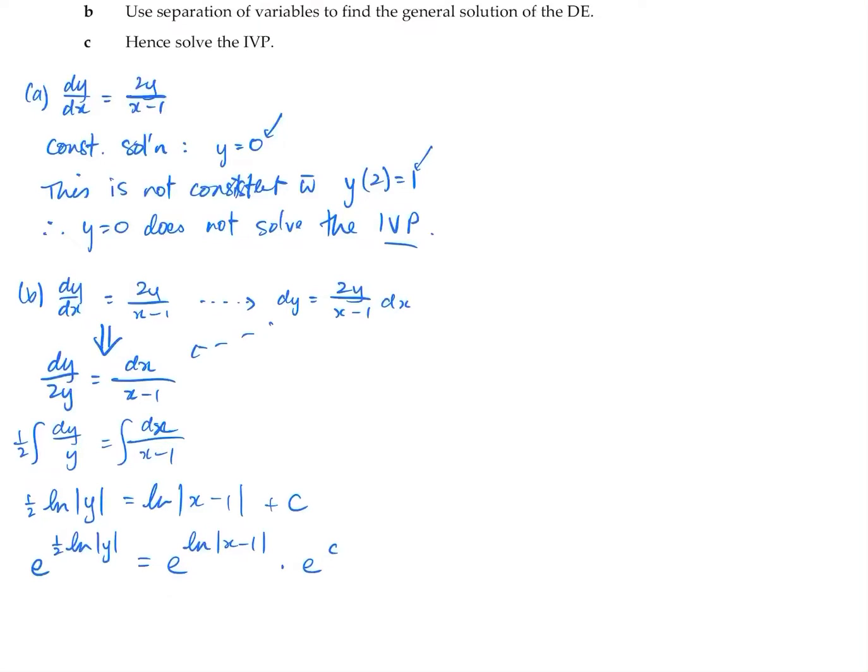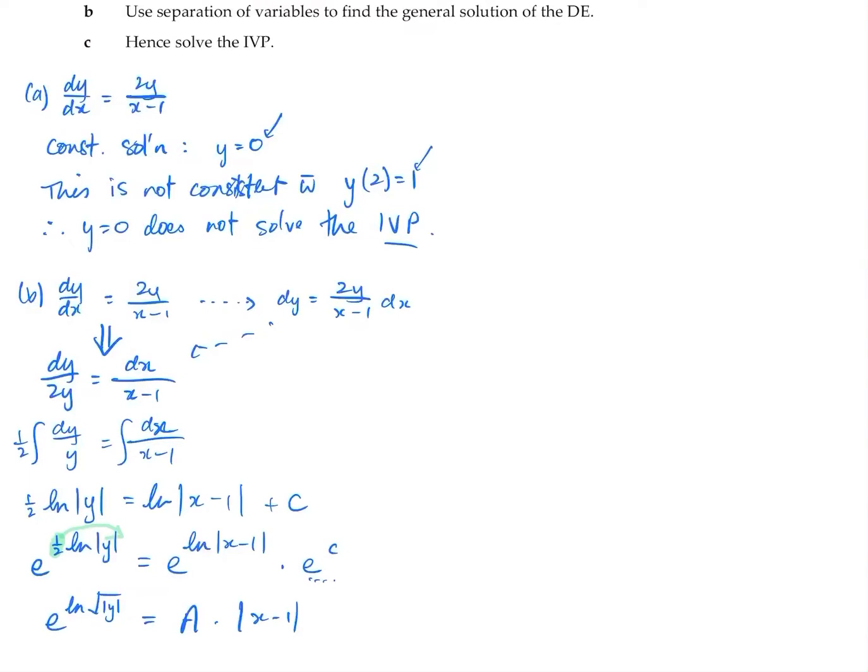Now, what do we do about this? Well, this half is better off as a power in this case, at least according to my way of solving it. So that's e to the log of the square root of absolute value y equals, now we've got our capital A as usual, times, now e to the log of absolute value of x minus 1, the e and the log cancel, so we've got absolute value of x minus 1.